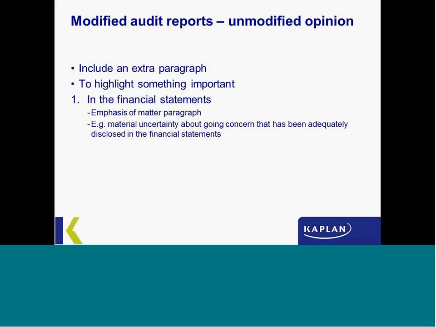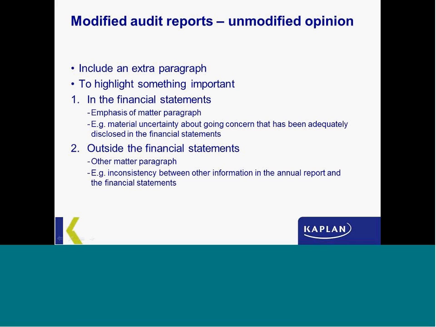So for example, that would be material uncertainty about going concern that has been adequately disclosed in the financial statements. Note that it is an uncertainty. It's definitely not a going concern problem. We're just saying our audit evidence suggests that there is some uncertainty with regards to whether the entity is going to continue as a going concern.